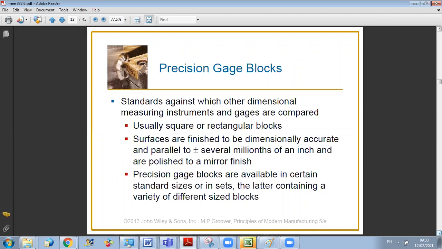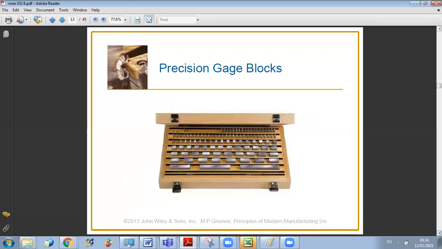So gauge blocks are manufactured in a very accurate way. The surfaces are nearly perfectly smooth, and they are manufactured to give you a very small error, to the several millionths of an inch. Precision gauge blocks are available in certain standard sizes or in sets, the latter containing a variety of different sized blocks. We will see here in a figure how you have precision gauge blocks.